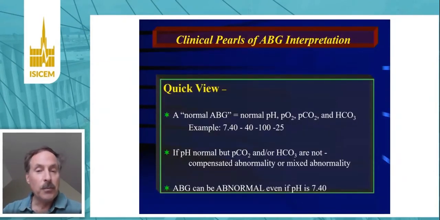A quick view regarding some of the pearls of how to interpret the arterial blood gas. Before you see what would be considered a very normal blood gas: a pH of 7.40, a PCO2 of 40, a PO2 of 100, and a calculated bicarbonate level of 25. If the pH is normal, but the PCO2 or the bicarbonate are not, then you have a compensated abnormality or mixed abnormality. And keep in mind that an arterial blood gas can certainly be abnormal even if the pH is 7.40.